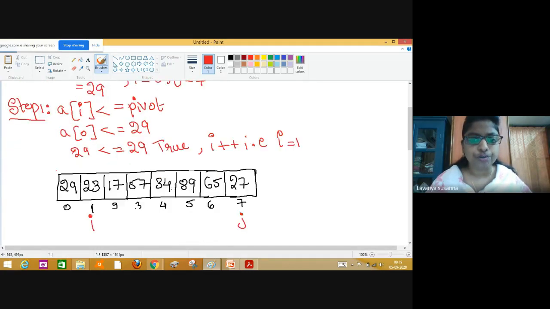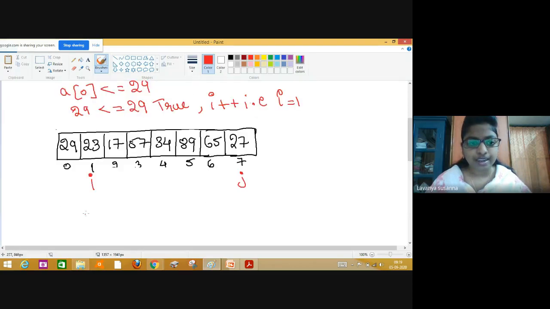If it is true, increment I plus plus. I plus plus means you need to add plus 1 to the I value. Previously I value is 0. 0 plus 1 means I is 1. Now see here, I is pointing to first index. I hope you understood. Any doubts in step 1? Any doubts?